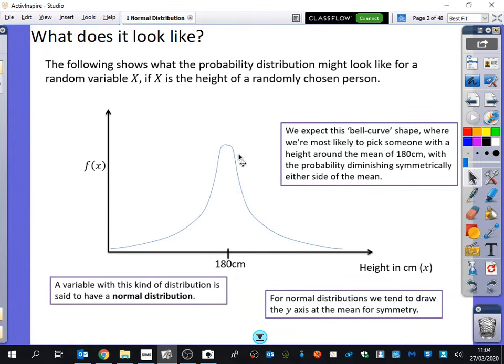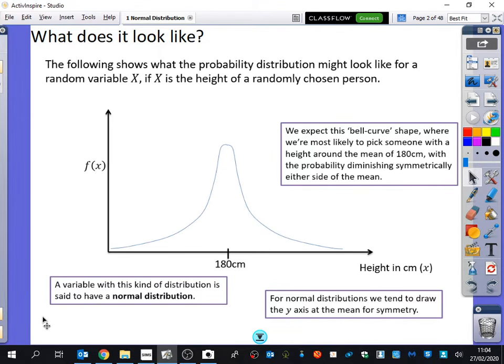You do get some people who are very, very tall. You do get a very few people who are exceptionally tall, and the same is true on the other end here. So let's just read what we've written. We expect this bell curve shape, and it's a bell curve because it's meant to look like a bell. We're most likely to pick someone with a height of around the mean of 180, and the probability diminishes. It goes down symmetrically either side of the mean. Many things in real life have this normal distribution, and it's symmetrical. I'm going to probably say that it's symmetrical about 5 or 6 times in today's lesson. It is symmetrical, so you have to keep that in mind.